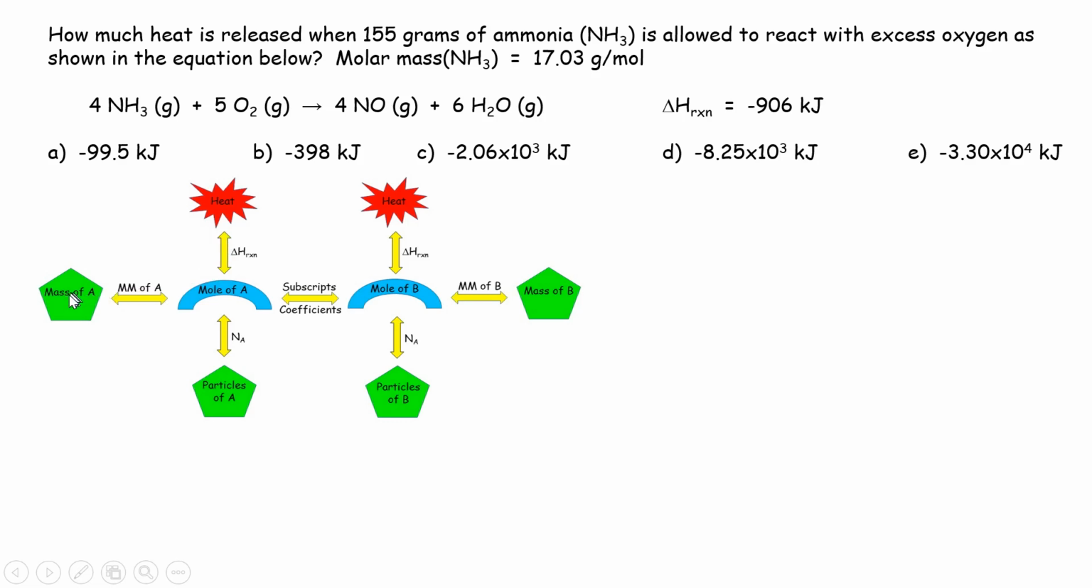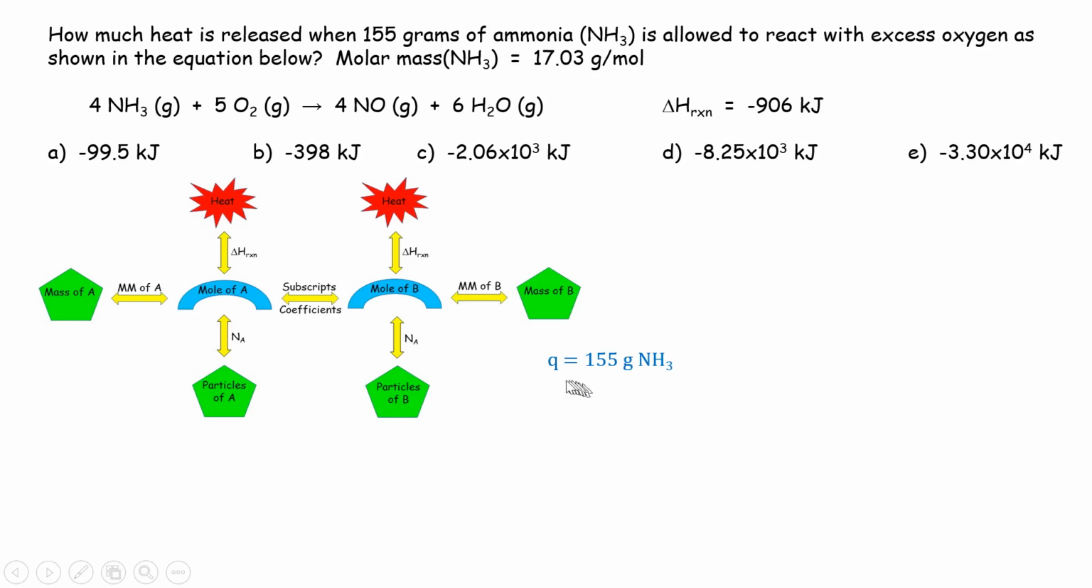Okay, so we need to start from the mass of ammonia. We don't need to consider B in this case because we have excess oxygen. So therefore, we just need to use this part of this cartoon drawing. We start from mass of ammonia, convert that to number of moles of ammonia, then from the number of moles of ammonia to the heat released. Okay, so that's what we are going to do.